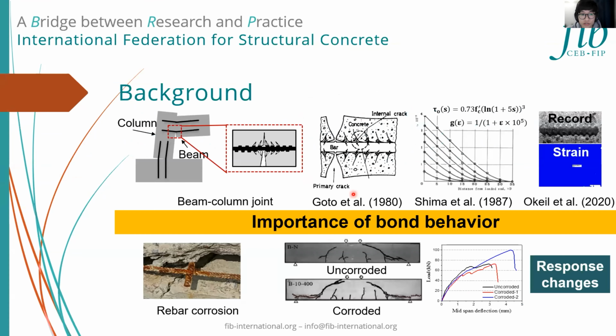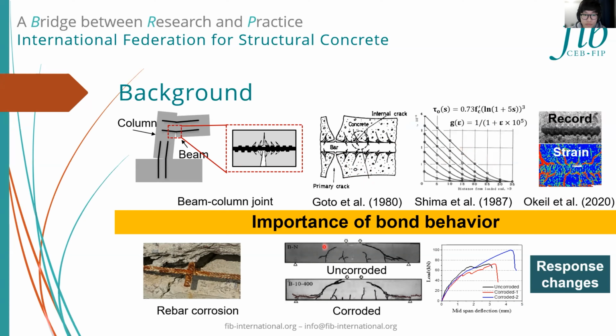Bond behavior is an important property of RC structures. As we all know, it can prevent steel bars from pulling out of massive concrete, and it has been studied by many researchers. For example, Professor Goto has studied the internal crack in concrete during the pull-out test, and Professor Shima also modeled the bond-slip-strain behavior. And Dr. Okio also visualized the local bond behavior using digital image correlation technique.